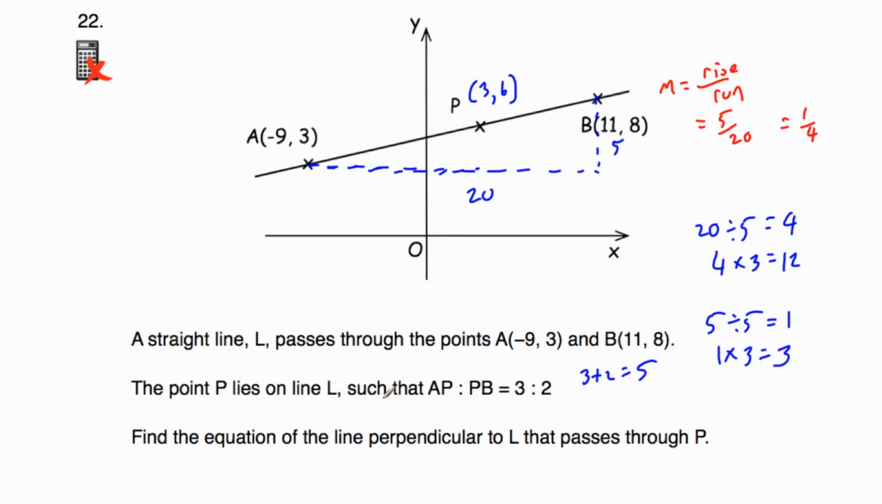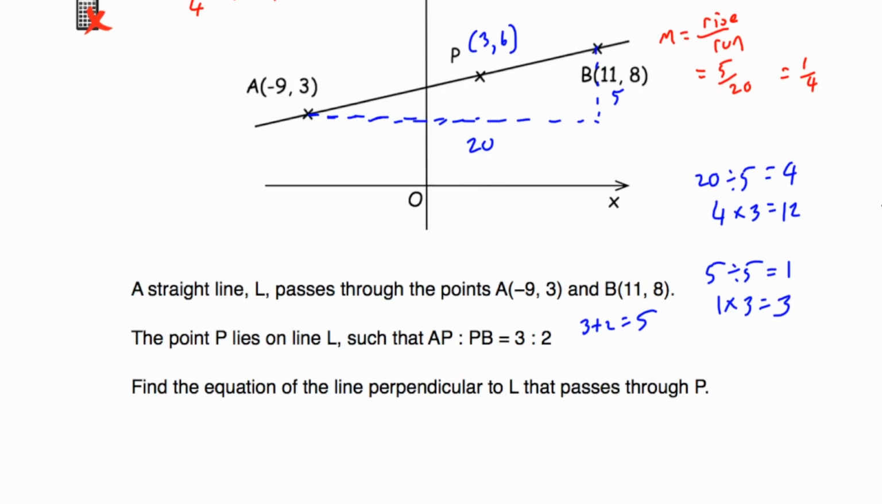So we want to find the gradient of the line that's perpendicular to that. So that's going to be the negative reciprocal of this. So if we had a quarter and we work out the negative reciprocal, well, it's positive, so we're going to make it negative, and the reciprocal of a quarter would be 4. So that means the gradient of the line that's perpendicular to this line L would be -4.